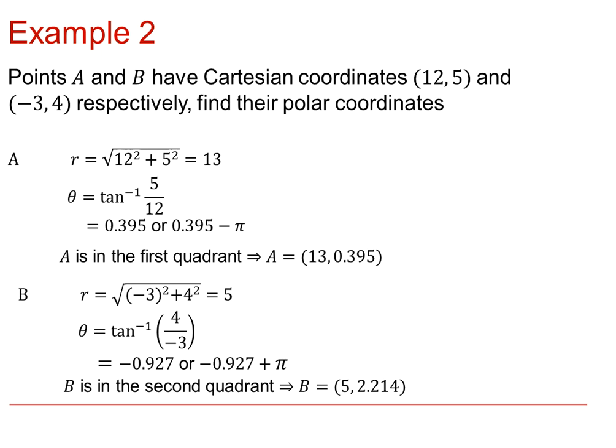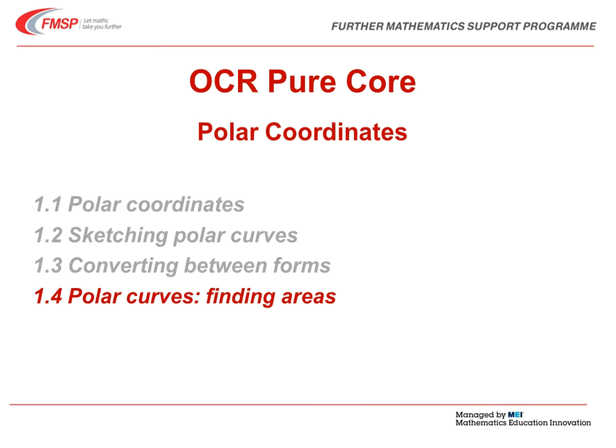So the two values we considered for theta for point A were 0.395, or that value take away pi. The first quadrant led us to this solution. For the second quadrant, we again would have had two options, and we chose the values that lay in the second quadrant. In the next video, we will find areas enclosed by polar curves.